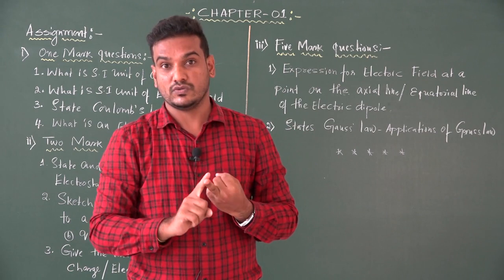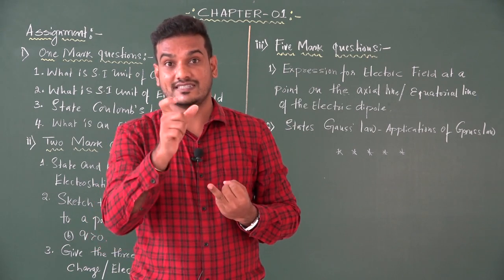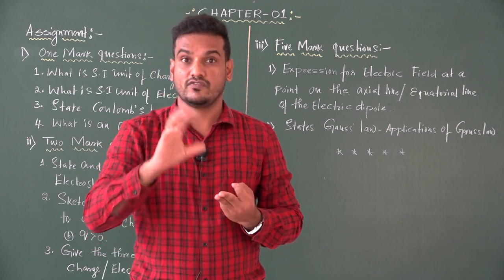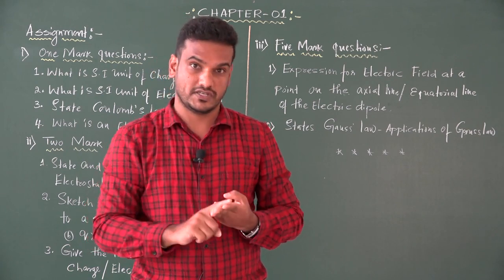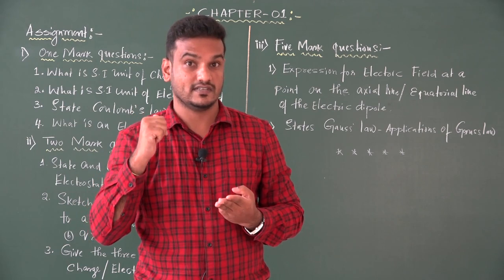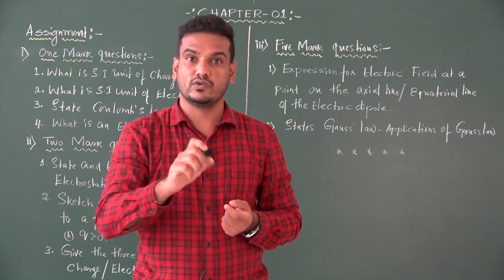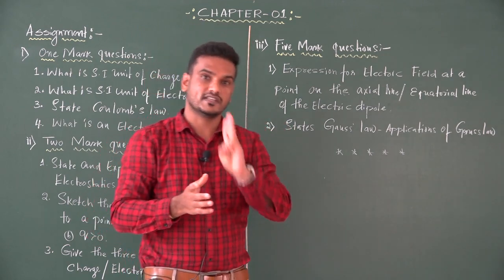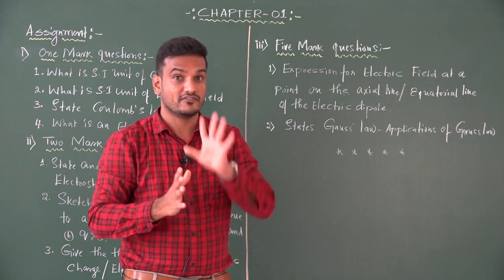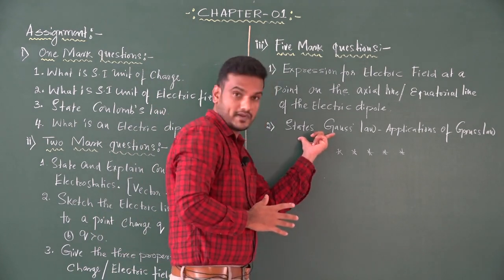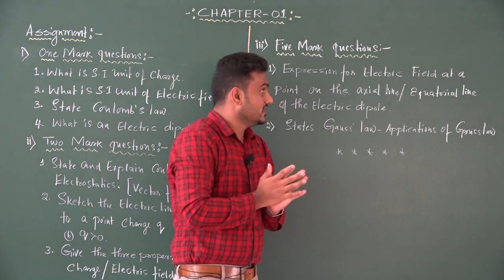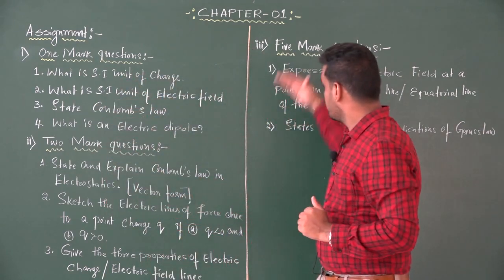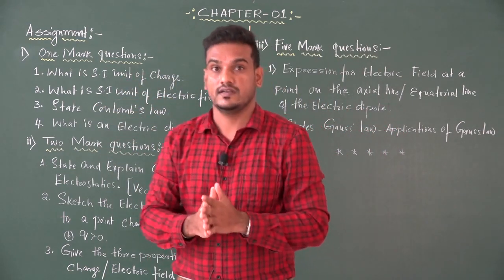Electric field due to a uniformly charged thin infinite straight wire. Electric field due to a uniformly charged infinite plane sheet. The final third application, electric field due to a uniformly charged spherical conductor. All the 3 applications are very important for 5 marks along with the statement of Gauss law. So for the time being, these are the questions I am giving. Please keep a separate book and write the answers.